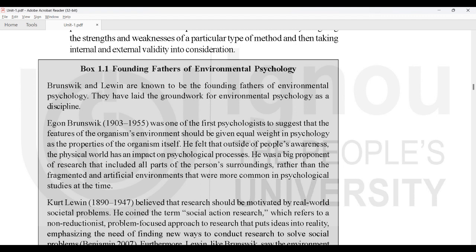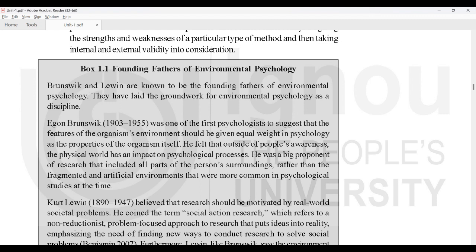Box 1.1 Founding Fathers of Environmental Psychology. Brunswick and Lewin are known to be the founding fathers of environmental psychology. They have laid the groundwork for environmental psychology as a discipline. Egon Brunswick was one of the first psychologists to suggest that the features of the organism's environment should be given equal weight in psychology as the properties of the organism itself. He felt that outside of people's awareness, the physical world has an impact on psychological processes.